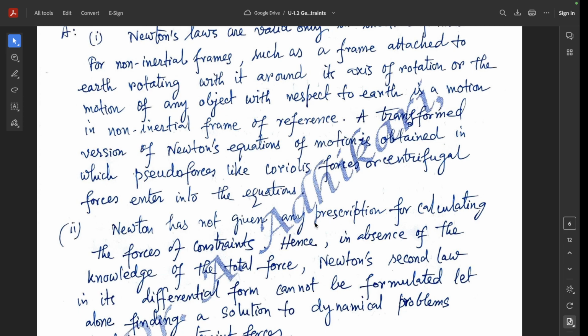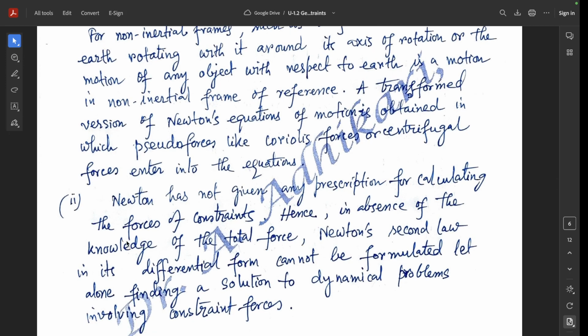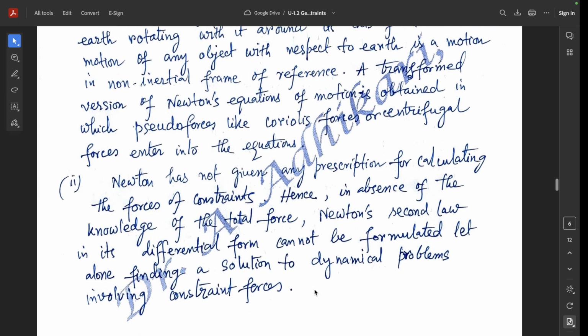Newton has not given any description for calculating forces of constraints. Hence, in the absence of knowledge of the total force, Newton's second law in its differential form cannot be formulated, let alone finding a solution to dynamical problems involving constraint forces. And so, we now study advanced mechanics.